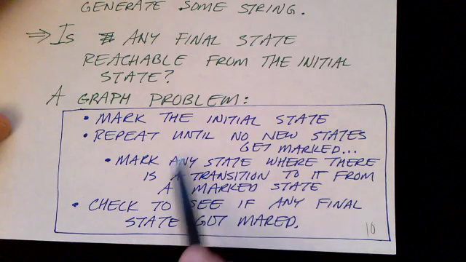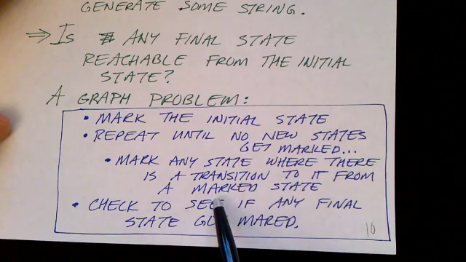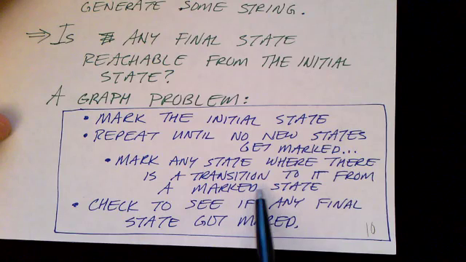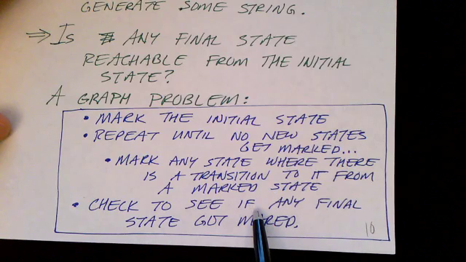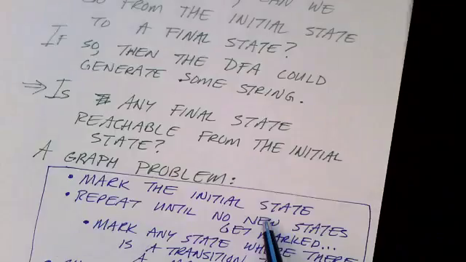And then we're going to keep looking through those transitions until at one point we can go through all the transitions without marking any new states. Then we've marked everything that's reachable. There are no transitions from marked states to unmarked states. So we've marked all the states that are reachable from the initial state. And then all we need to do is check to see whether any of our final states in the machine got marked.